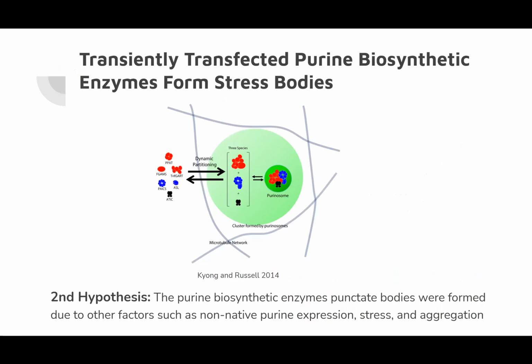So although that previous study supported that the punctate body formation was due to purine starvation, this second study speculates that the purinosome is formed from other factors such as non-native protein expression, stress, or aggregation. So this image just visualizes the 6 enzymes that make up the purinosome in the cytoplasm.